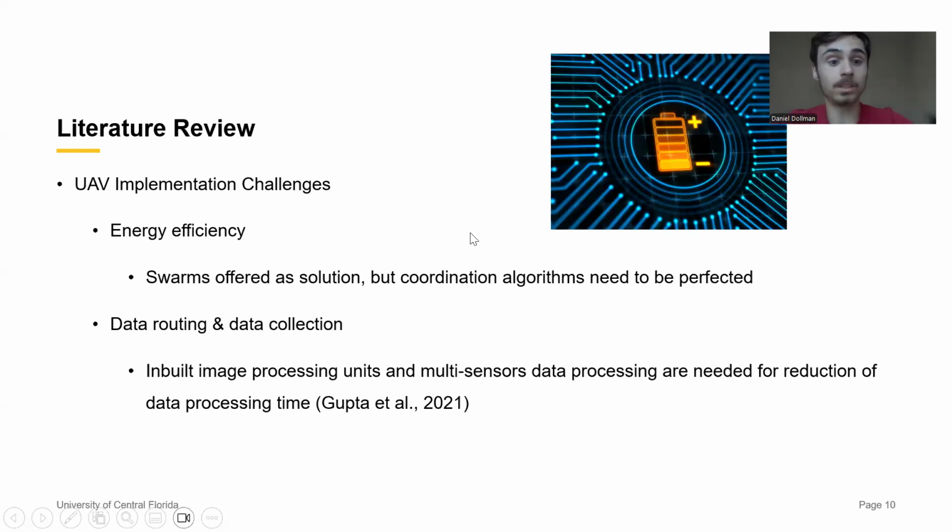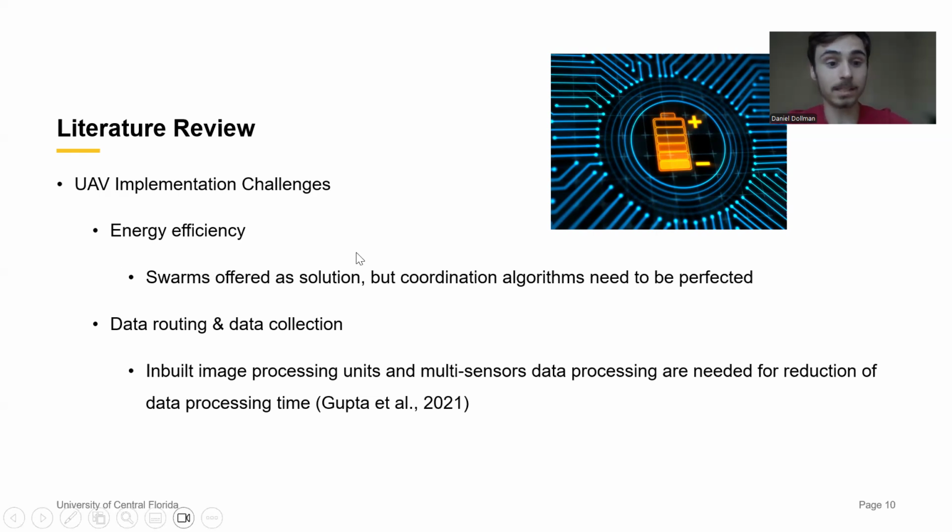So, energy efficiency. A lot of UAVs are powered by battery, which means they need to be charged, so they do not have much time in the air. However, swarms are offered as a solution, but if swarms are chosen, coordination algorithms would need to be perfected so that UAVs in a swarm can delegate tasks among themselves to maximize their time in flight, essentially.